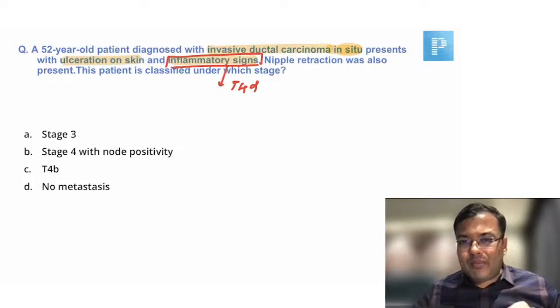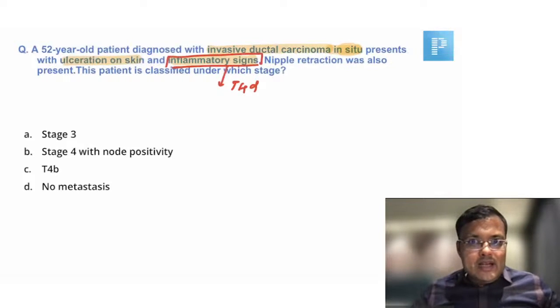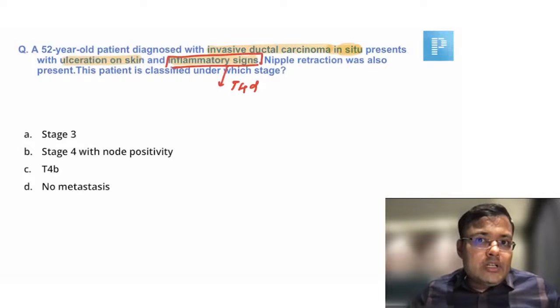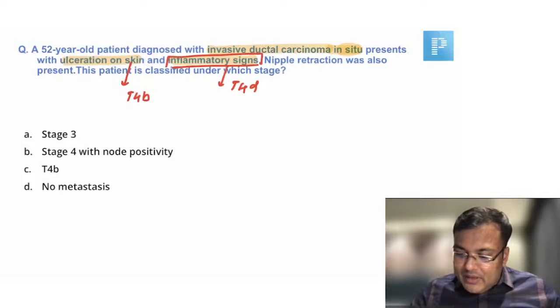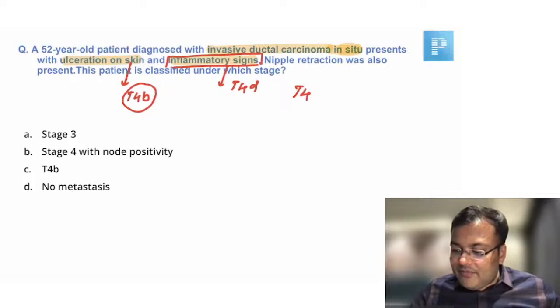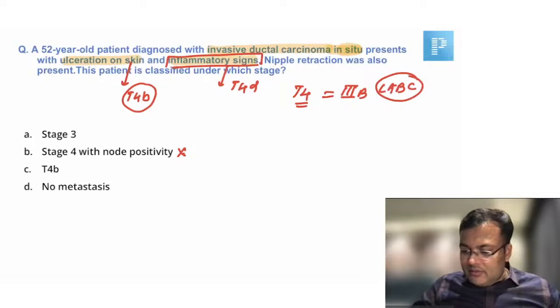Suppose it is not mentioned properly, and the involvement of breast skin is there, but the involvement is less than 1/3. Since there is ulceration, ulceration is seen in T4B. So it doesn't matter if it is T4, the stage becomes 3B, and this 3B is locally advanced breast cancer. Clear? So what? It is not stage T4 with node positivity. It is T4B. This is correct. Obviously, stage T4B is stage 3.